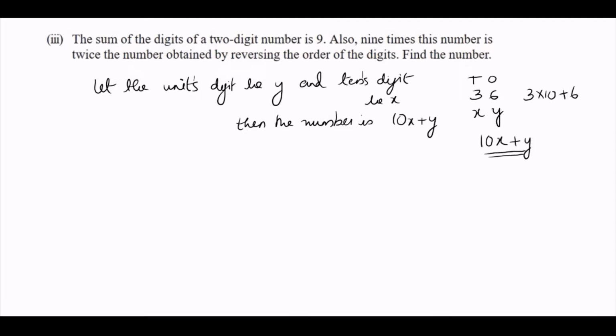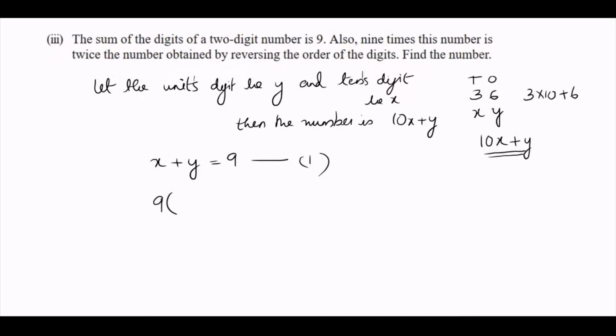So here the digits are x and y. The sum of the digits will be x plus y, that is equal to 9. So this is the first equation. And it's given that 9 times this number is twice the number obtained by reversing the order of the digits.